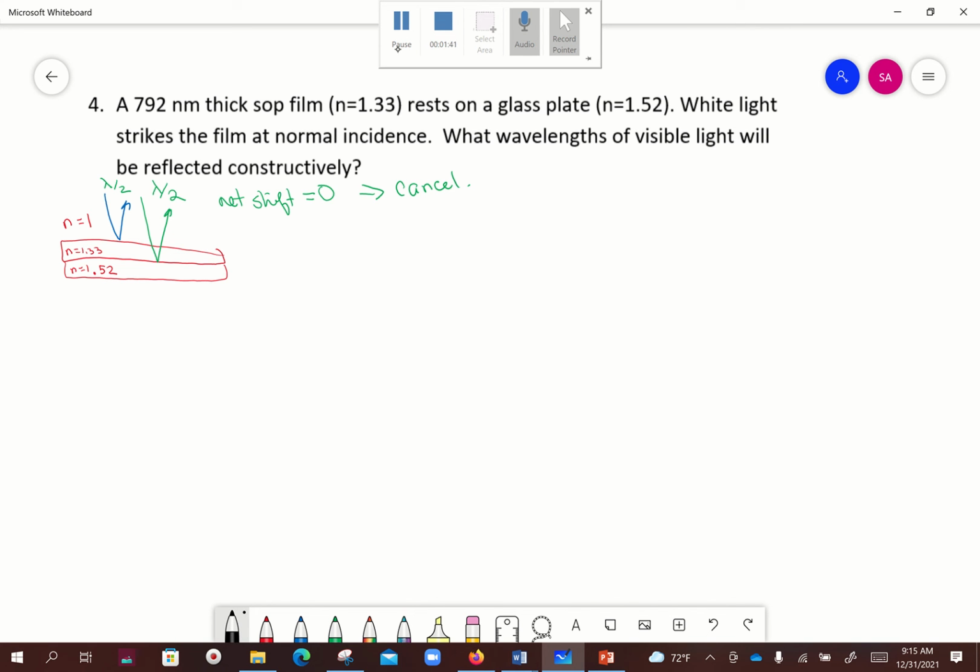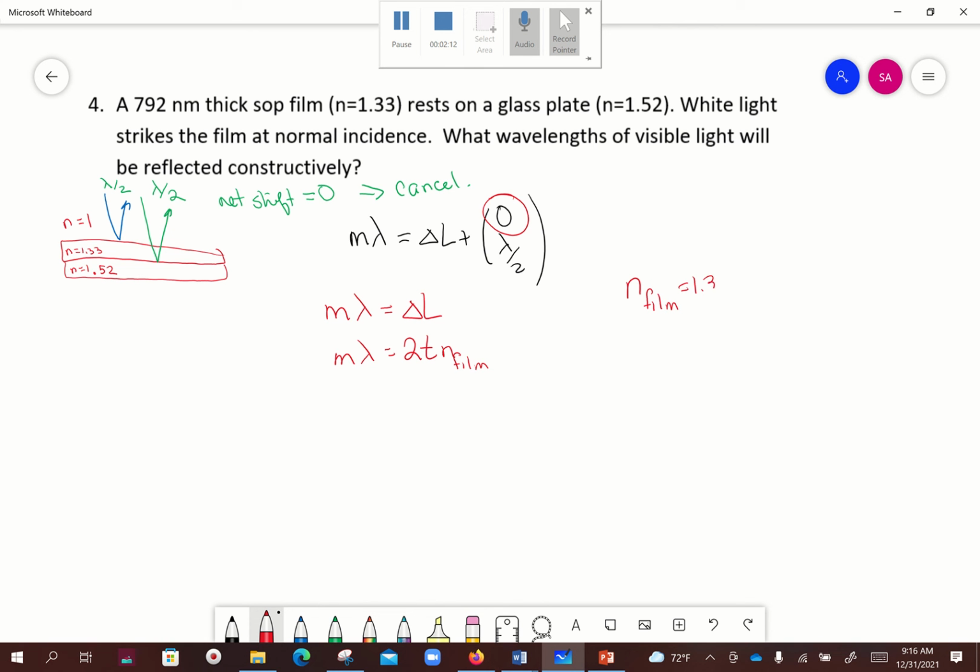So now our equation, remember it says it's constructive, so we're going to say m lambda equals delta L plus 0 or lambda over 2. And now we know that since they cancel out, we're going to choose 0. So m lambda is equal to delta L, and delta L is, just like we had before, 2Tn, where n is the index for the film, and the film is soap again, so it's 1.33 again. Right, so now it's easy for us to find our lambda, right? Our lambda is just 2Tn over m.